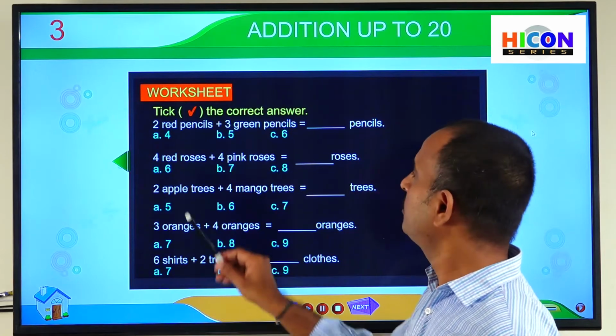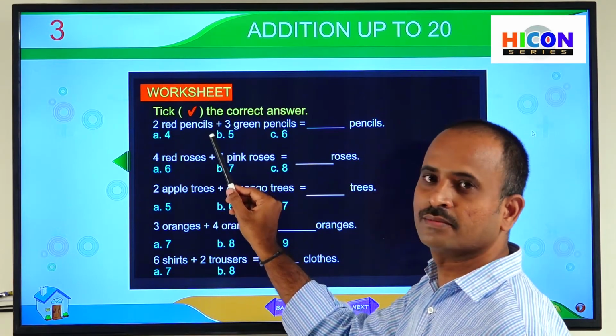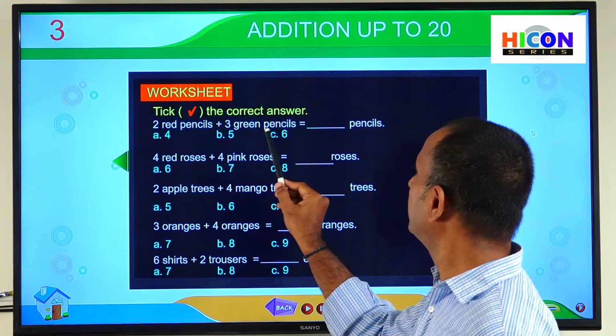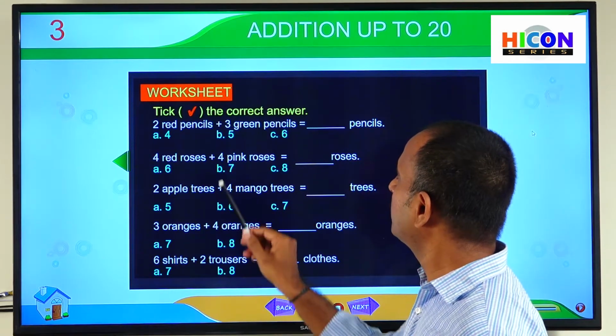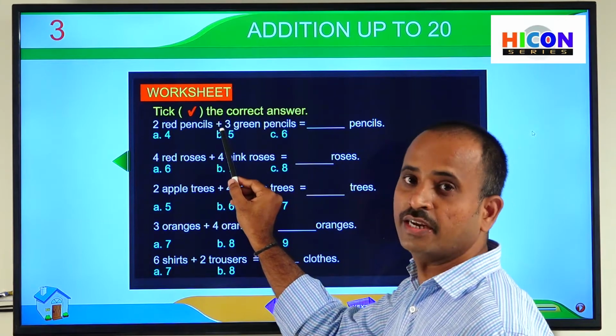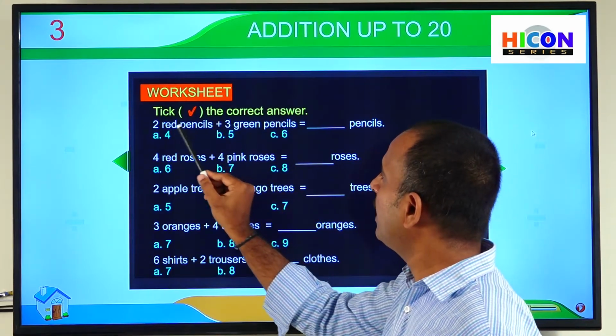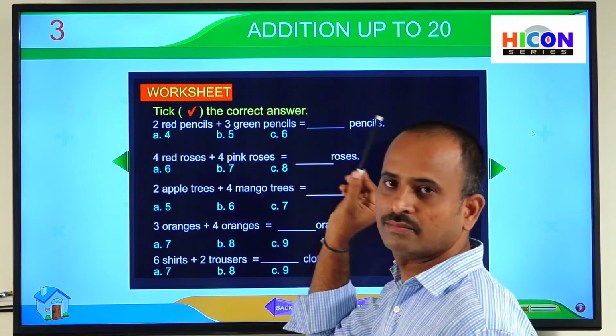So see the first problem. 2 red pencils plus 3 green pencils becomes how many pencils? So children, here the plus means addition. So we have to add 2 and 3.